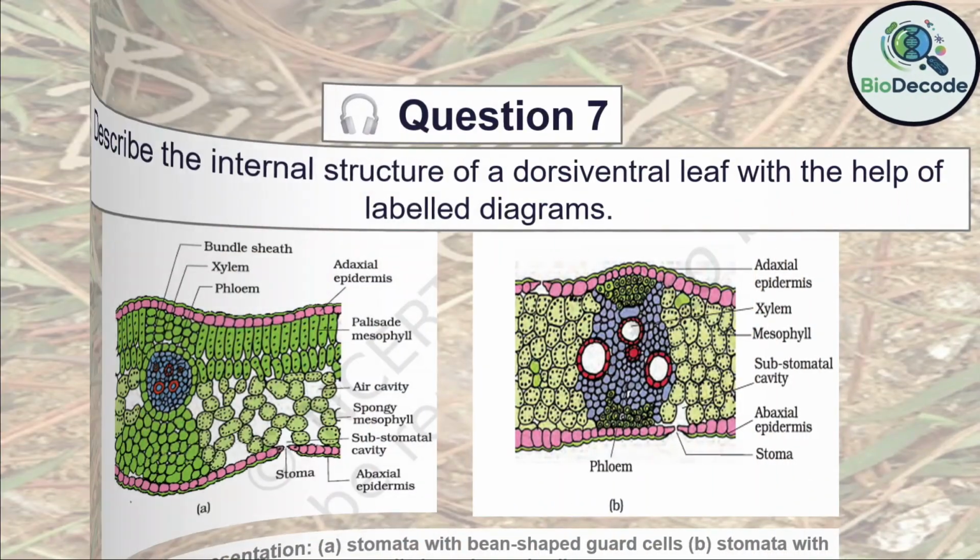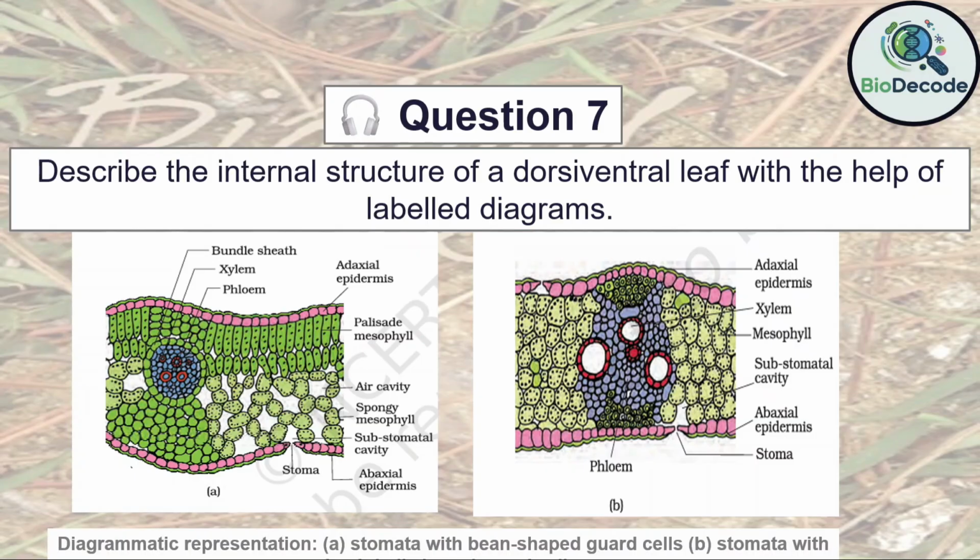Question 7. Describe the internal structure of a dorsiventral leaf with the help of labeled diagrams. Answer. The dorsiventral leaf, commonly found in dicot plants such as sunflower, shows three main parts: the epidermis, mesophyll, and vascular system. The epidermis covers both upper and lower surfaces. The upper epidermis is known as the adaxial epidermis, and the lower as the abaxial epidermis. Both layers are covered with a cuticle, but the abaxial surface has more stomata.